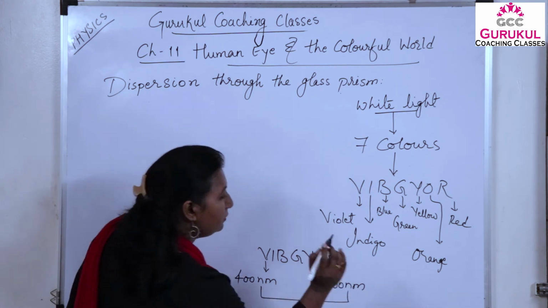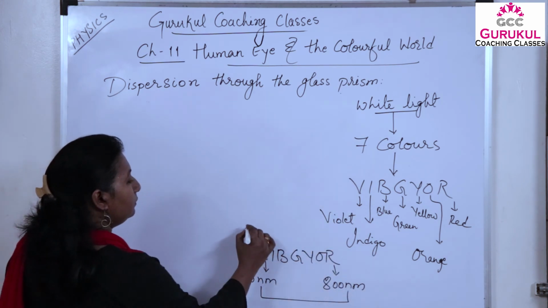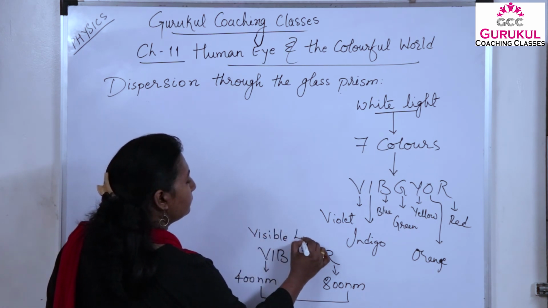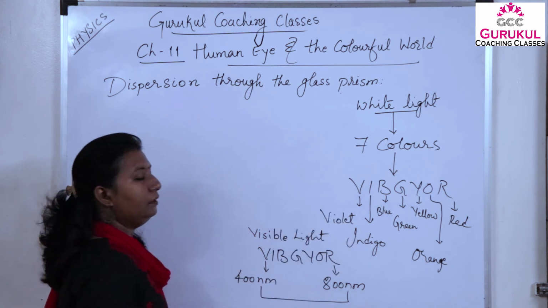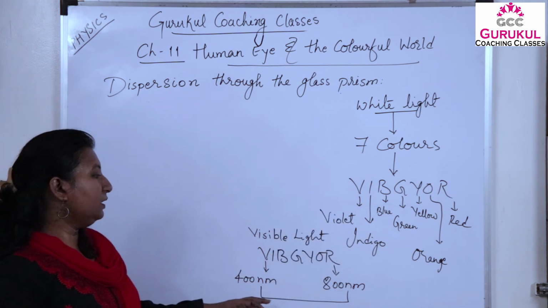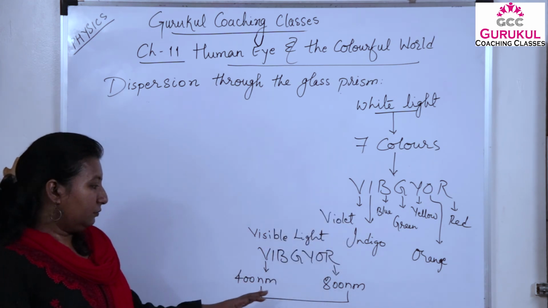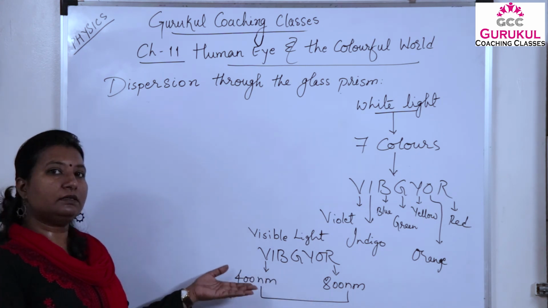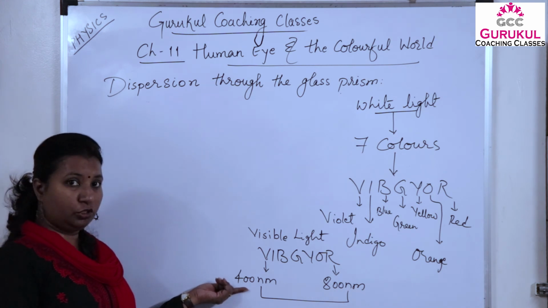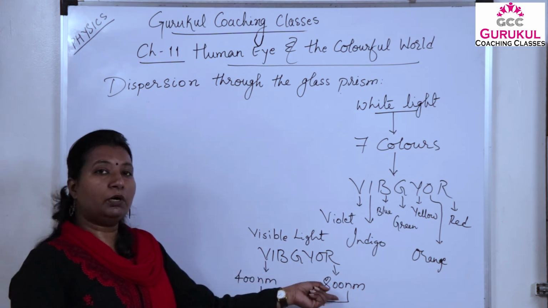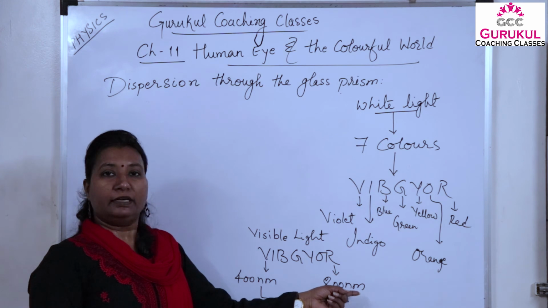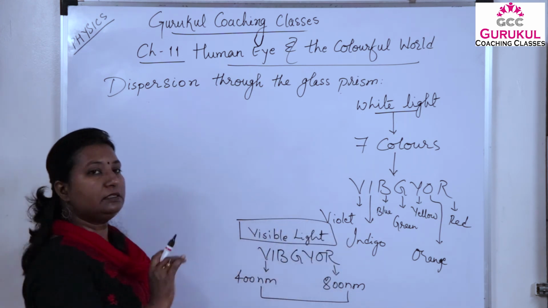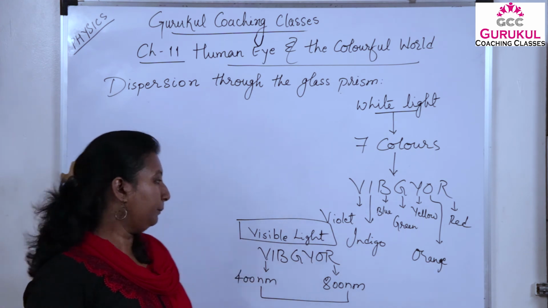This is also known as visible light. We can only see the light which is in the range of 400 nanometers to 800 nanometers. We can't see the light which is below 400 nanometers and above the wavelength of 800 nanometers. So this is known as visible light because it is only visible to the human eye, right?